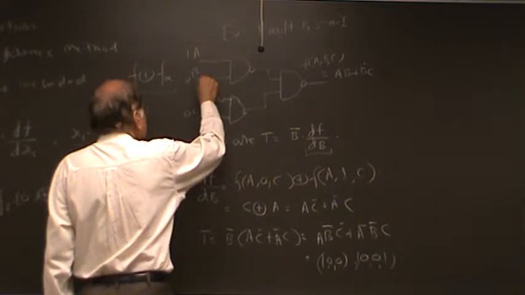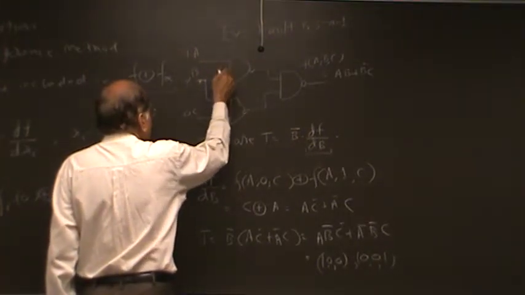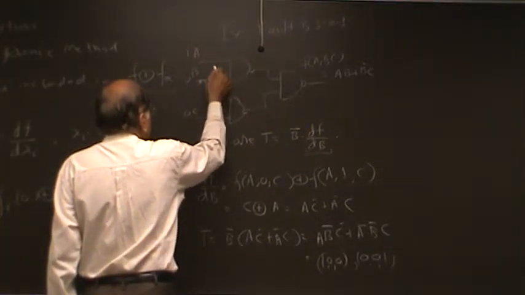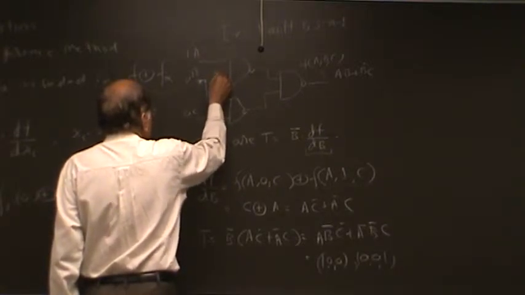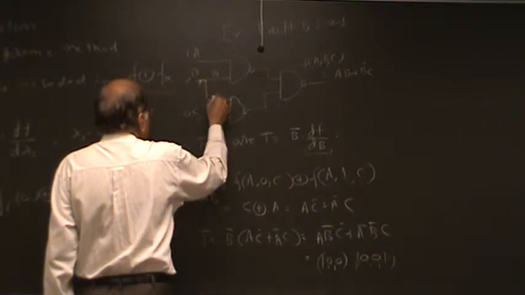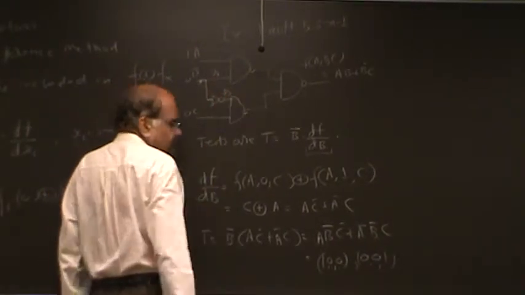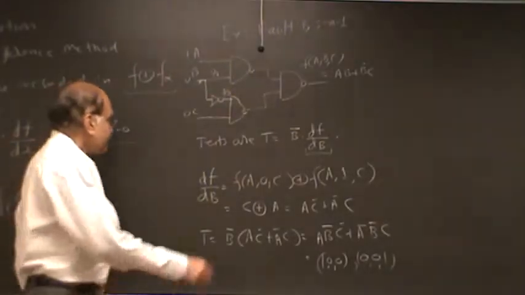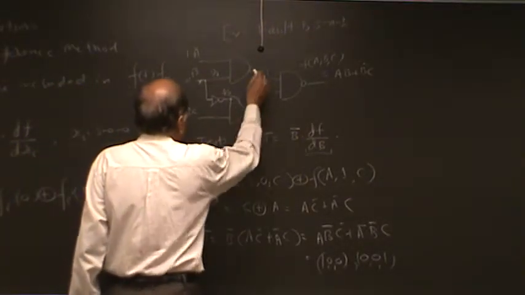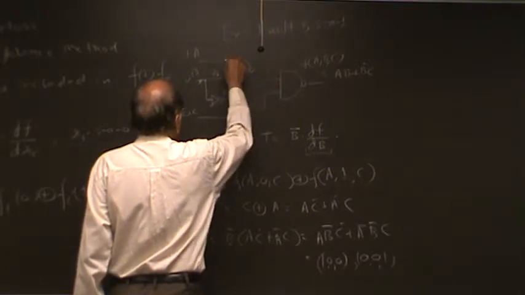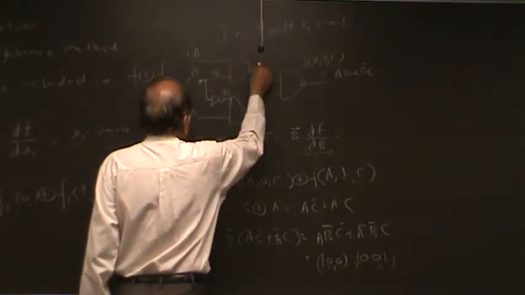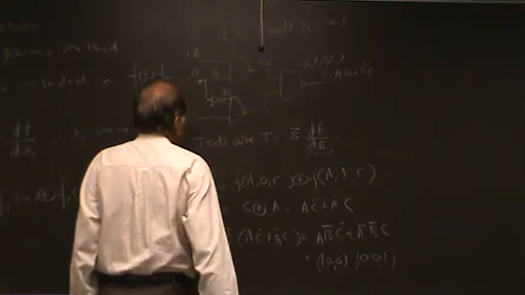So normally this is 0, but in case of a fault this is 1. So this is normally 0, and in case of a fault that is 1. Maybe I'll do it this way. Normally, this here is normally 1, but in case of a fault this is 0. This of course is just 0. So this here is going to be 1. So this is normally 1, in case of a fault 0.